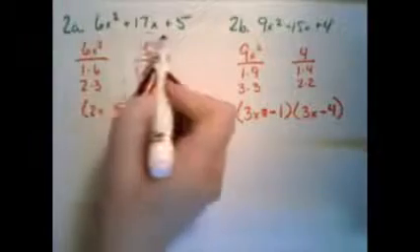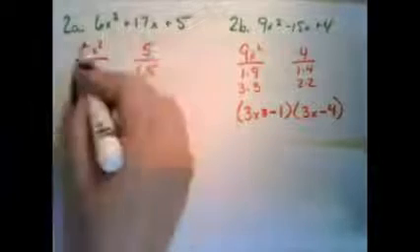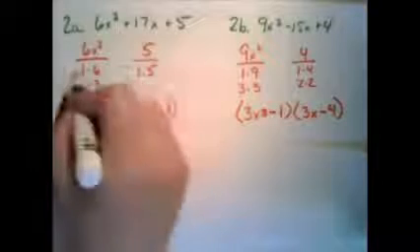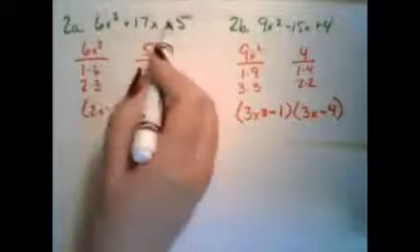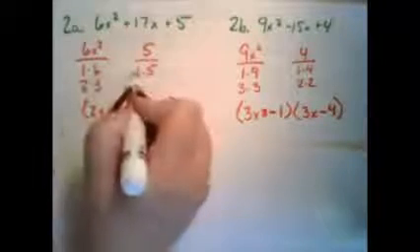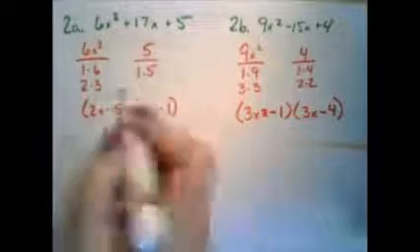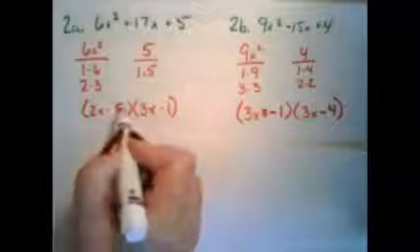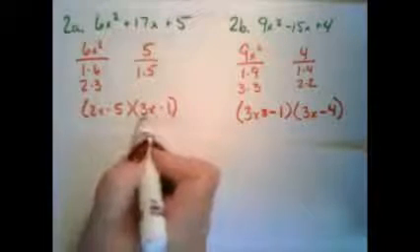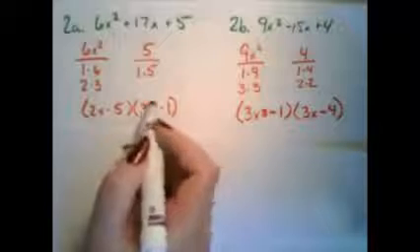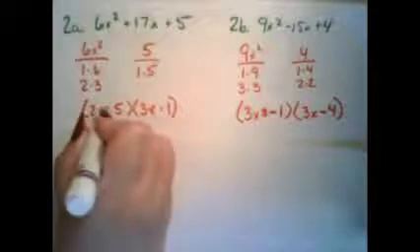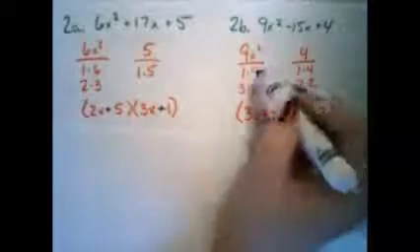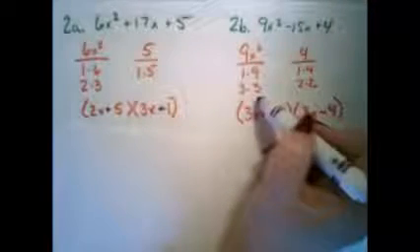So for 2a, 6 can be 1 and 6 or 2 and 3, and 5 can be 1 and 5, and we want the outer plus the inner to equal 17, and they're both plus. That ends up being 2 times 3 and 5 times 1 when we set it up this way. And these are plus signs. There we go.